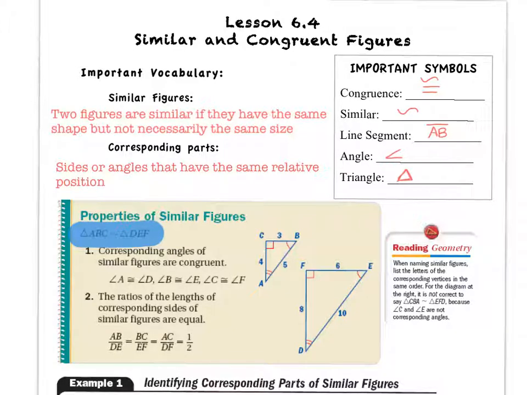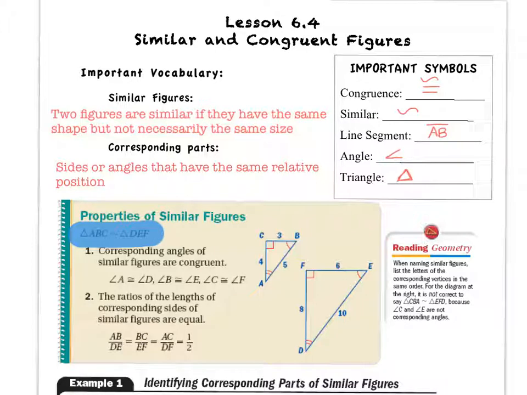But when they're similar, there's a couple things that we know about them. The first is that their corresponding angles are congruent, or in other words, they are equal. That means the angles that are in the same relative position. So notice here A and D are in the same relative position, so they are equal angles. And B and E are in the same relative position. They're in the top right. Same with C and F. They're in the top left of the triangle. Same relative position, so they are corresponding.